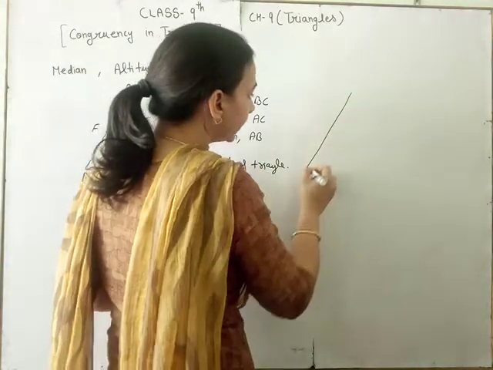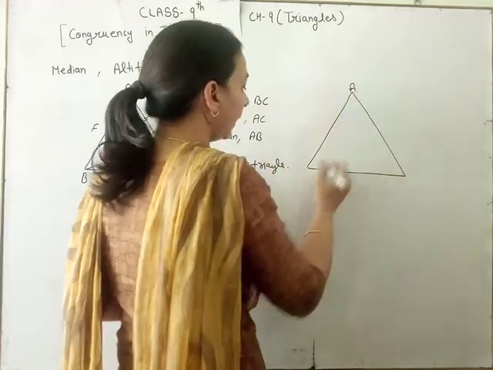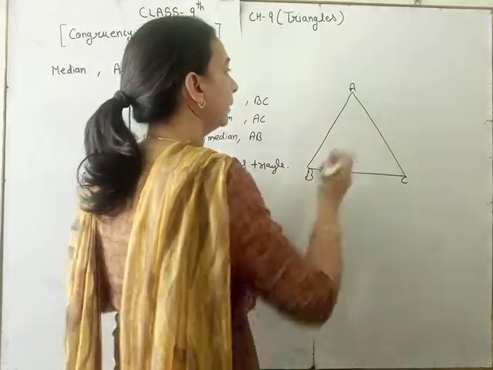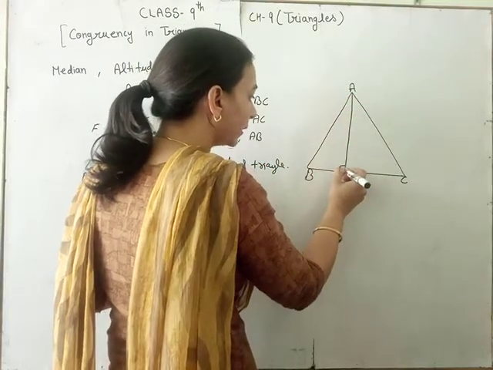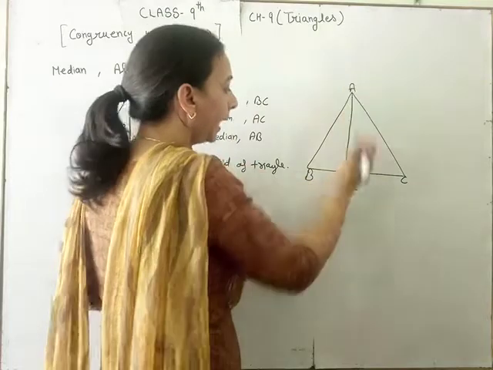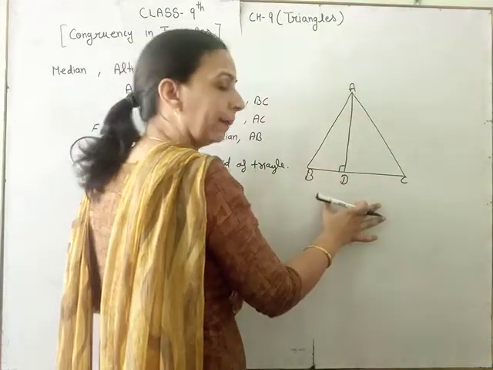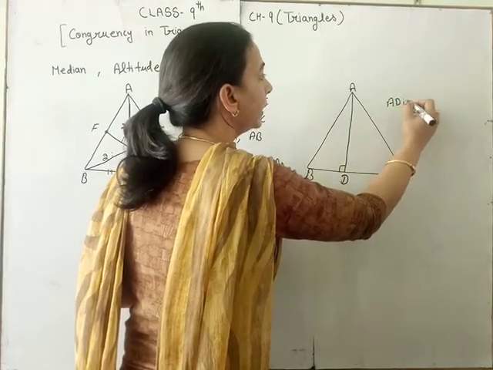If we have a triangle ABC, A, B, and C. Okay, if there is a perpendicular from the point A on side BC, if AD is perpendicular through the vertex A on BC, then AD is the altitude.